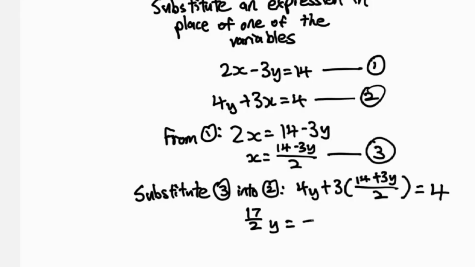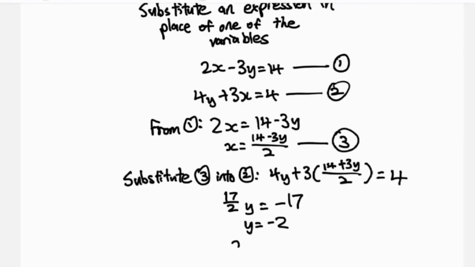17 over 2 y is equal to negative 17. So y is equal to negative 2. Substituting this, we get that x is equal to 4. So we have solved the equation once again.